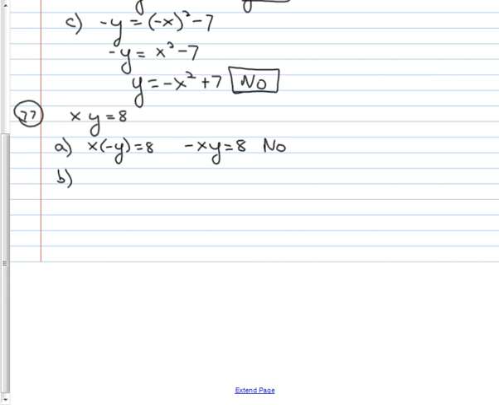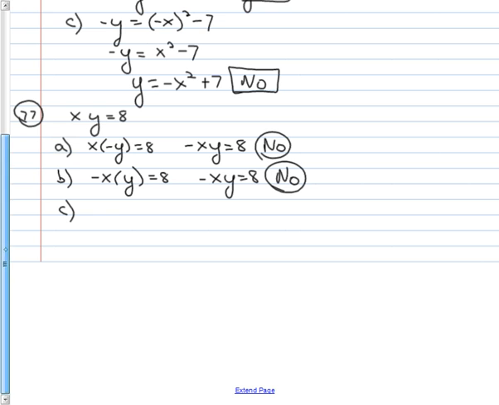B, y-axis symmetry. What do we do? Negative x. Negative x times y equals 8. Multiply: negative xy equals 8. Is that the original? No. It is not symmetrical with the x-axis. It's not symmetrical with the y-axis. How do I check the origin? Both negative. Negative x times a negative y equals 8. What do you get when you multiply a negative x and a negative y? A positive xy equals 8. Is that the original? Yes, it is symmetrical with the origin.